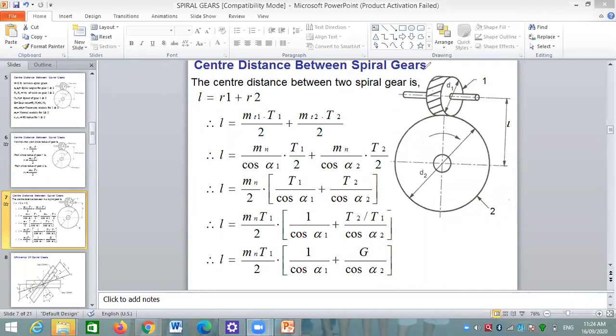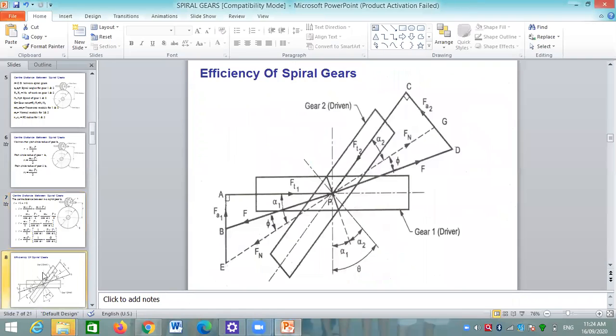Okay. Now the next term is efficiency of the spiral gear. First of all, what is meant by efficiency? Efficiency means output upon input: how much output I obtain when I give some input. Suppose I'm giving an input of 100 kilowatt power and at the output I get 90 kilowatt. Then the efficiency of this system is 90%.